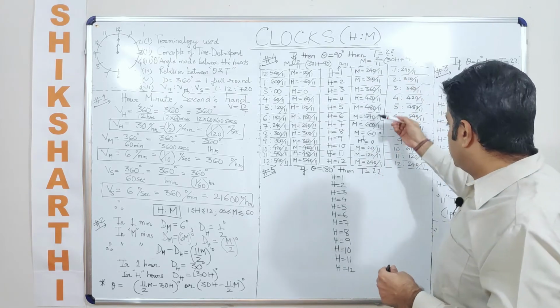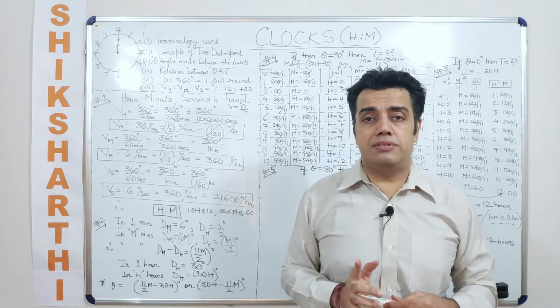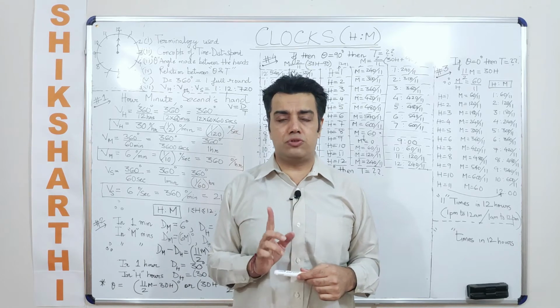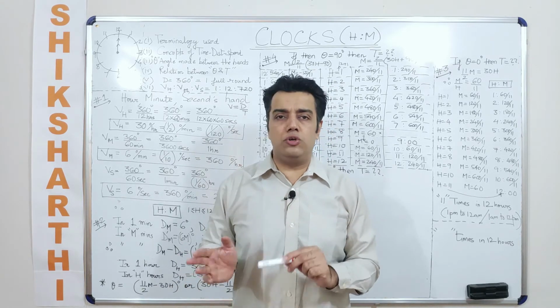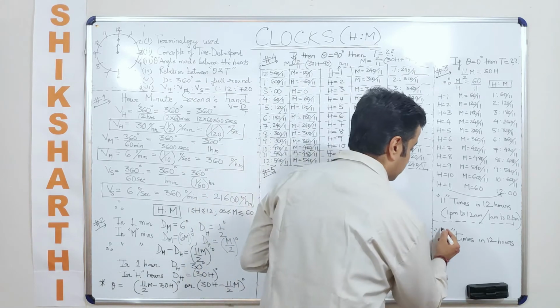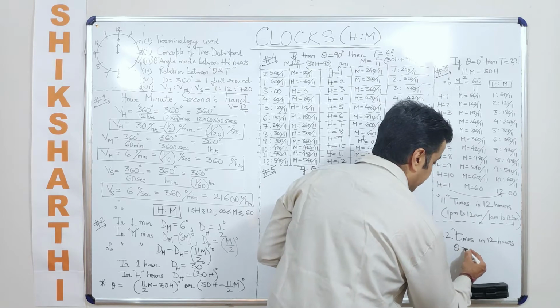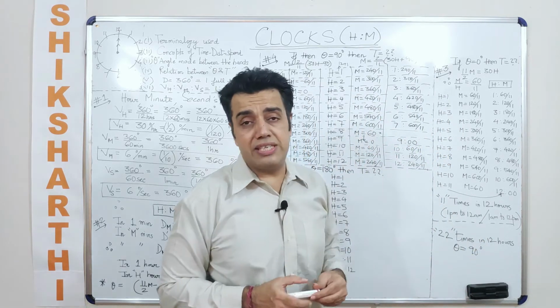So when you count the number of cases, you will see that 22 times in 12 hours. So when we say 12 hours, we are basically referring to 1 to 12, or we are referring to 12 to 1. So how many times? 22 times. The clock, the hands would make an angle of 90 degrees between both the hands, the hour's hand and the minute's hand.